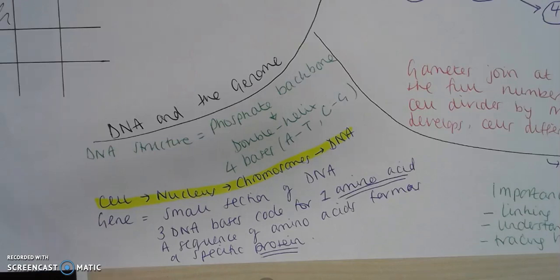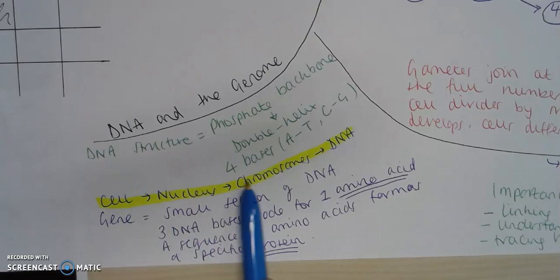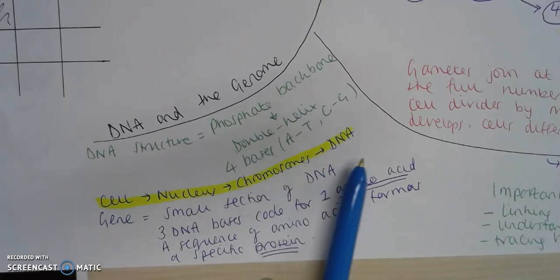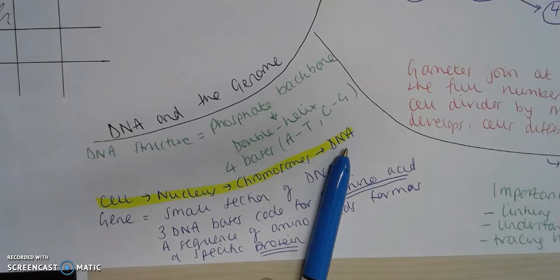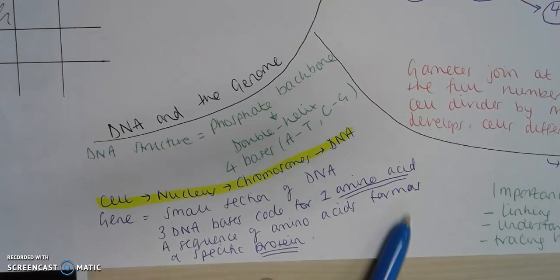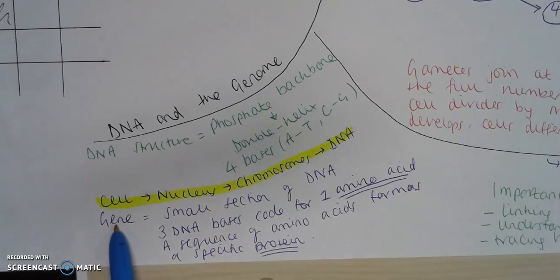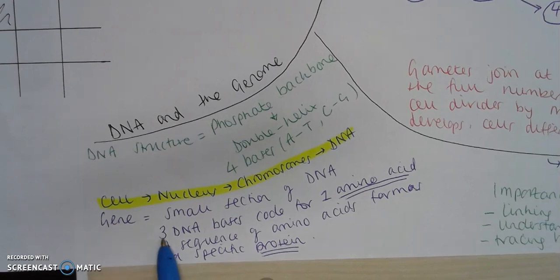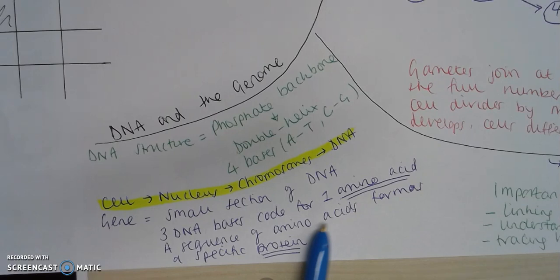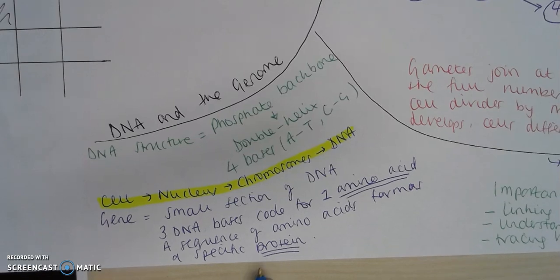Another quick recap then. Inside cells, we've got a nucleus. The nucleus contains the chromosomes. Chromosomes are made up of DNA, and short sections of DNA are what we call genes. The reason genes are really important is because they're small sections of DNA that will code for a specific protein. Every 3 DNA bases in a gene will code for 1 amino acid. Those amino acids will join together to form a specific protein, which would be essential for a whole variety of different things depending on what that protein is.